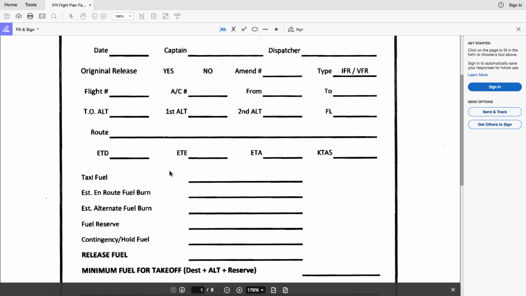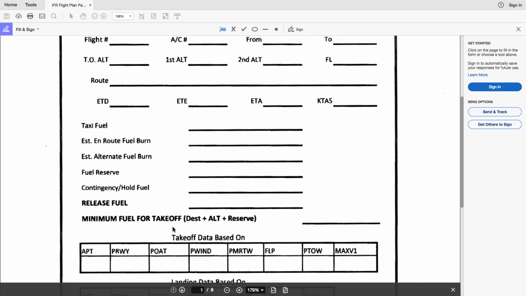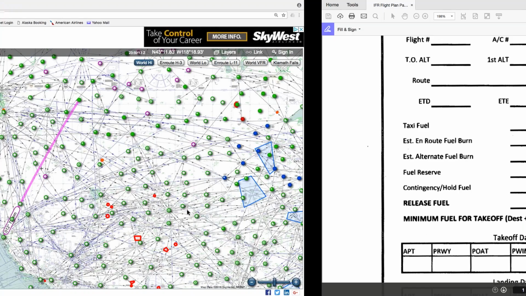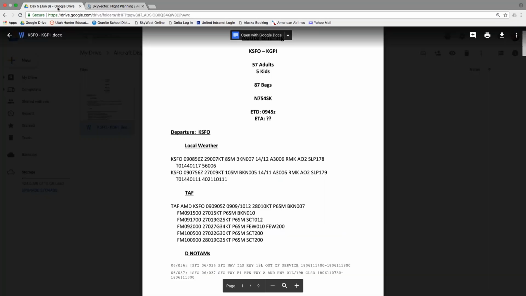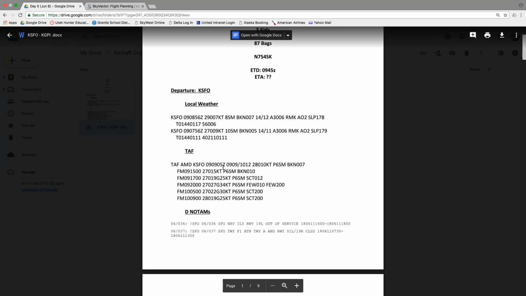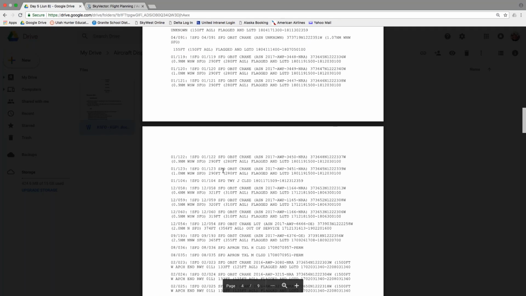Add that to my 9:45. That gives me 11:45, 11:51 is my estimated time of arrival. So 11:51Z is my ETA. So with my ETA, I can now go look at my weather and determine legal to go.